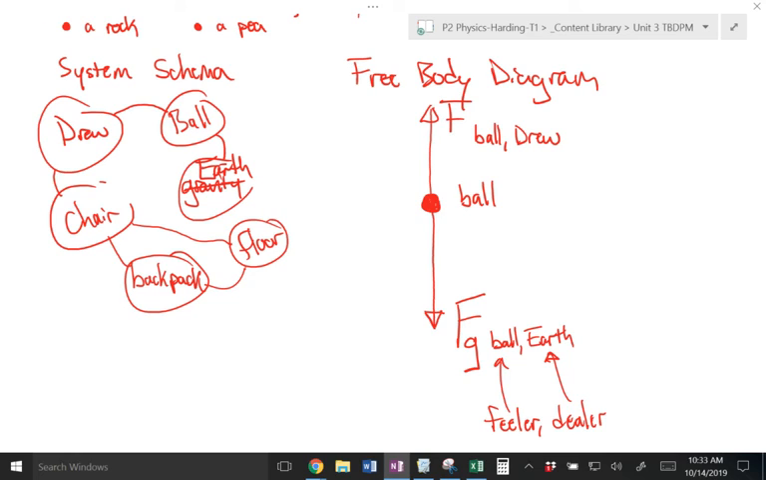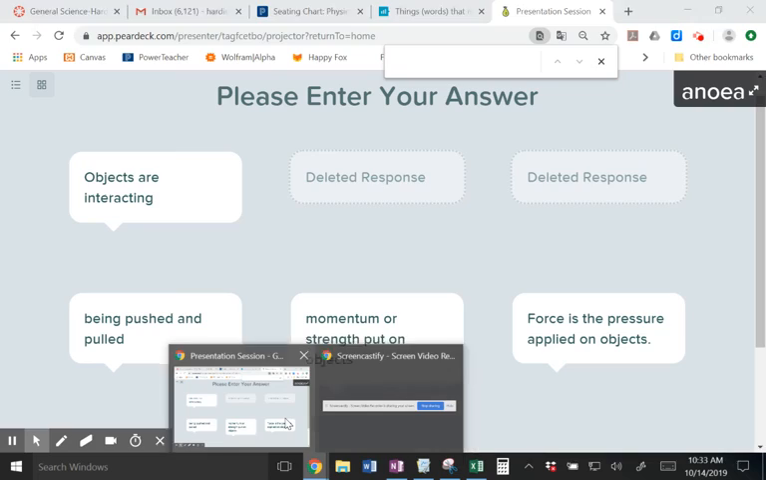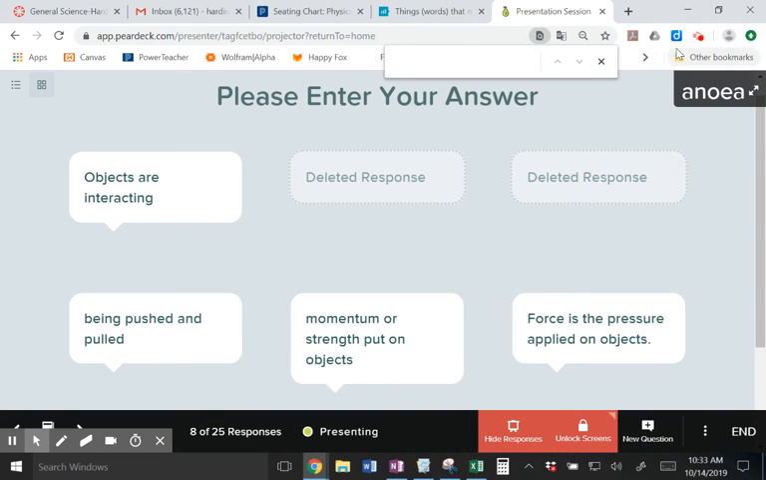System schemas, free body diagrams. Free body diagrams, I usually just call those FBDs for simplicity's sake. I think that's good, gang. Okay. Tomorrow we'll get some more practice with diagramming forces. Should be a good day.